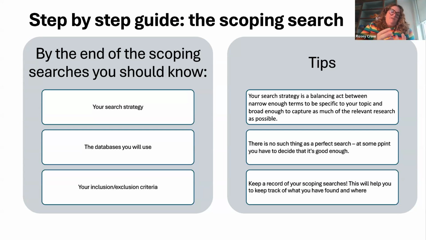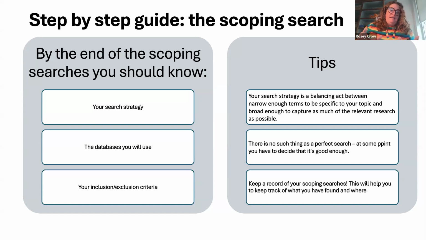There is no such thing as a perfect search. So whatever search terms you're using, you will be bringing back results that are irrelevant to you. Also, you're going to be balancing between having narrow enough terms that you're not overwhelming yourself with how much you have to sift through, and broad enough terms that you are sure you've captured as much of the relevant research as you can. And at some point you have to decide, you know what, this set of results is good enough. I'm happy with what I'm seeing.